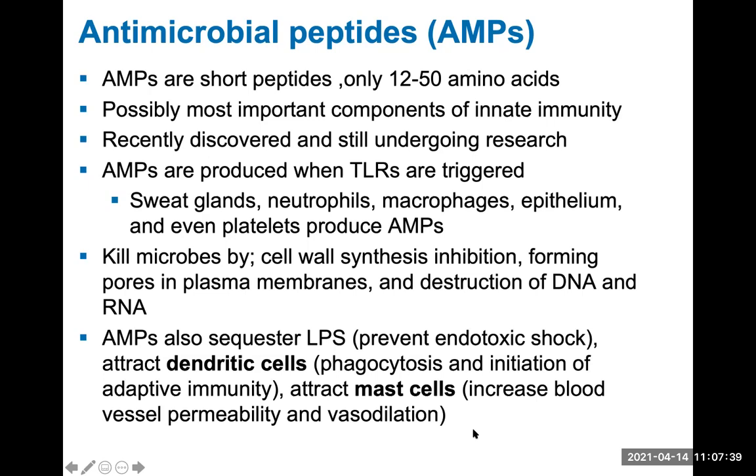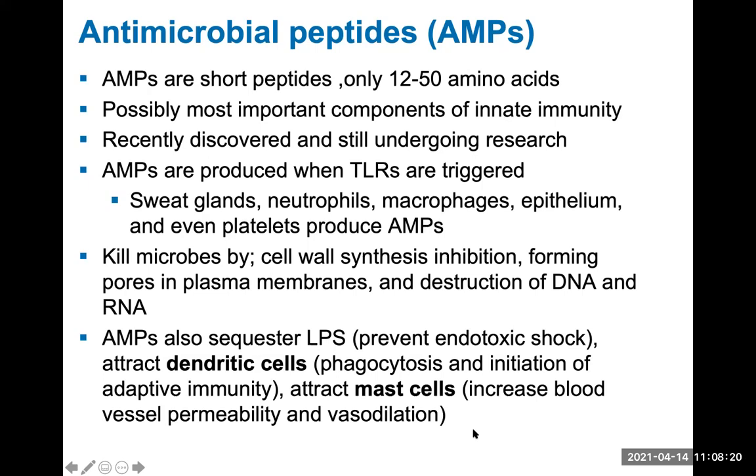So another function of TLRs being triggered: we see sweat glands, neutrophils, macrophages, epithelium, and even platelets can produce AMPs. Some AMPs kill microbes directly. Some of them will do this by cell wall synthesis inhibition. Some of them will form holes in the plasma membrane, and some of them will destroy DNA and RNA of the microbe. So they kill the microbe by these three mechanisms. This is the main way that the AMPs are working.